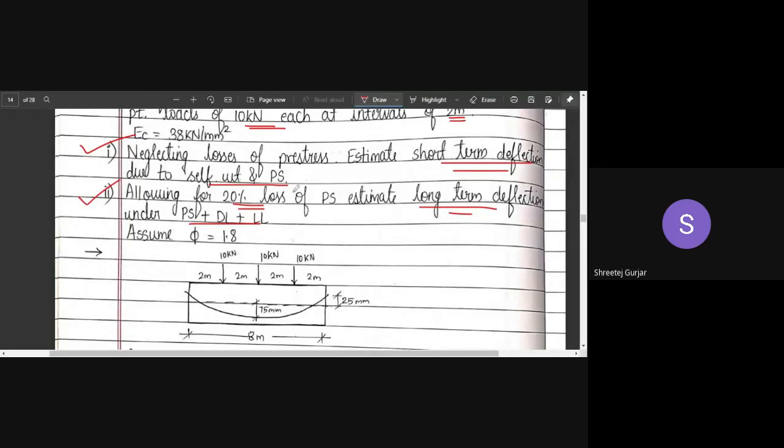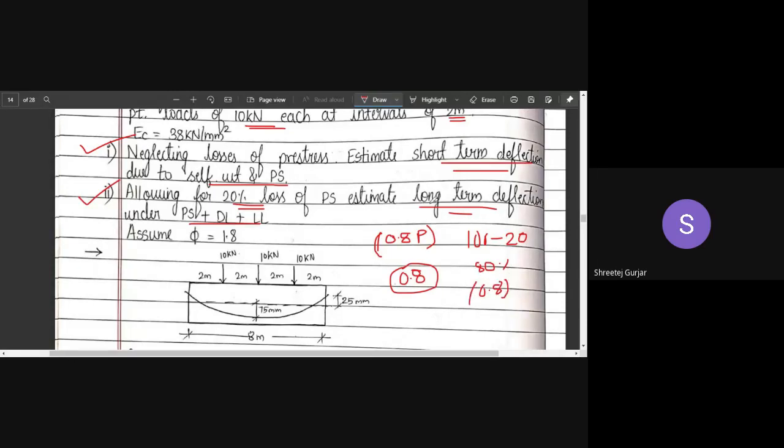20% loss means the effective pre-stress is 0.8 of the initial pre-stress, right? So the loss ratio is to be considered as 0.8. For the percentage of loss, from 100 you subtract the percentage of loss, and you get the loss ratio. 80% means 0.8.